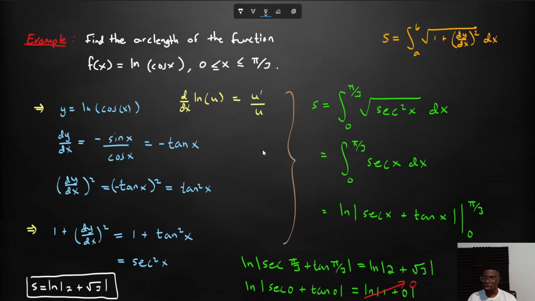So we're going to be working on another arc length problem in this video. And in this problem, we're going to try to find the arc length of f of x is equal to the natural log of cosine of x from the point where x is equal to 0 to x is equal to pi over 3. So without further ado, let's get into it.